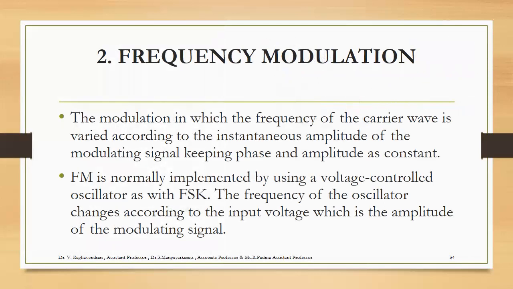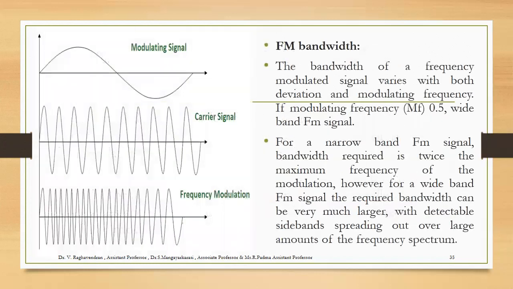The second one is frequency modulation, FM. It is the modulation in which the frequency of a carrier wave is varied according to the instantaneous amplitude of the modulating signal, keeping phase and amplitude at a constant value. FM is normally implemented by using a voltage controlled oscillator, as with FSK, frequency shift keying. The frequency of the oscillator changes according to the input voltage, which is the amplitude of the modulating signal. So this is an example of a frequency modulation diagram.